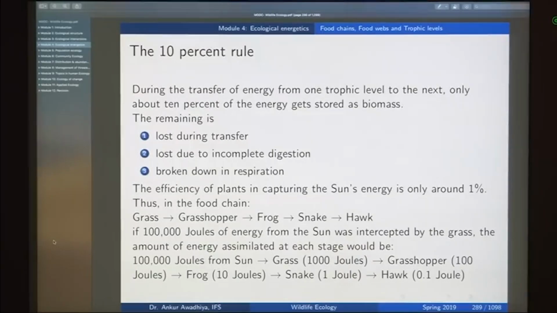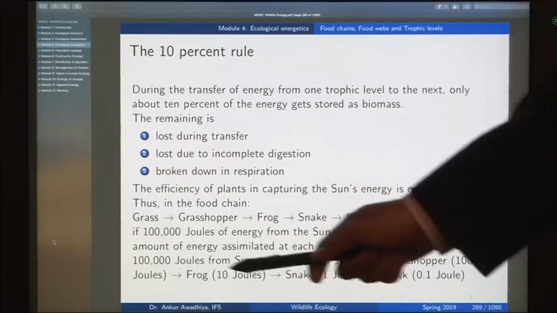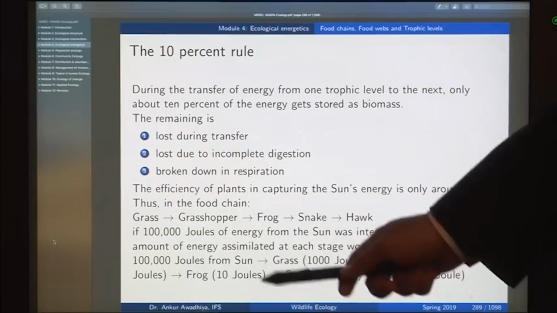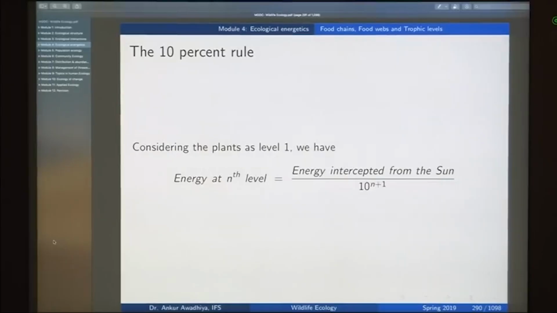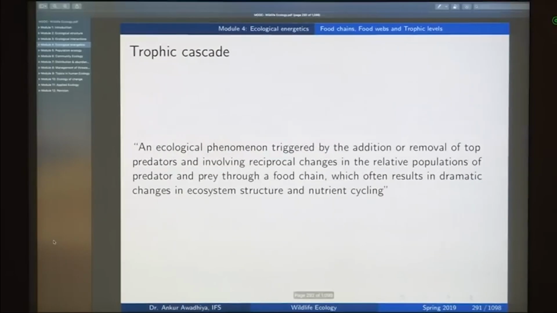So, typically 10% is passed, except in the case of the very first stage where the plants have typically 1% efficiency. So, if you have 100,000 joules from the sun, only 1000 joules, that is 1% of that energy, is stored in the grass. So, we can also write the 10% rule in this equation.